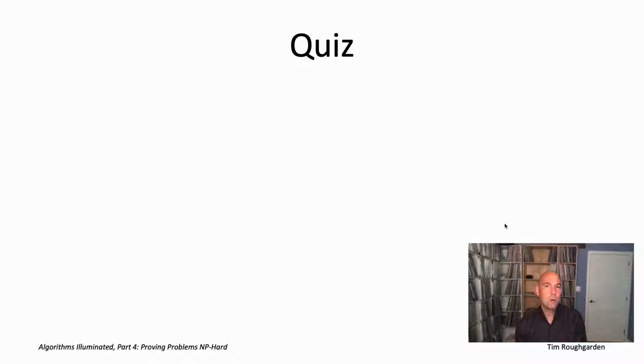If you watched the video about mixed integer programming, or MIP solvers, we showed that the knapsack problem is easily formulated as a MIP. So in other words, the knapsack problem reduces to the mixed integer programming problem. So what does that then imply?